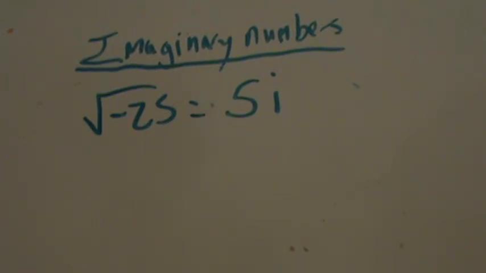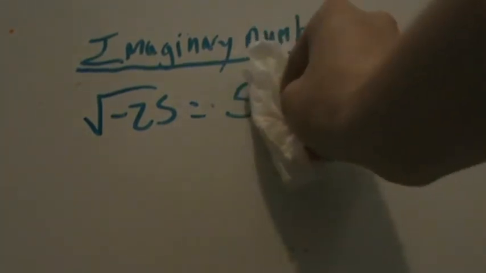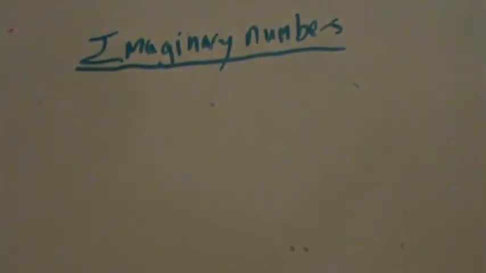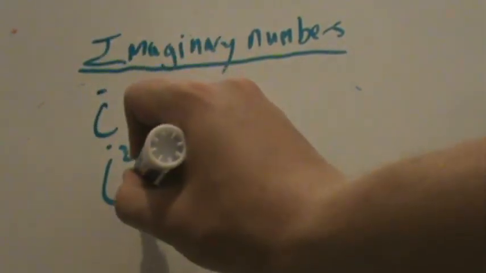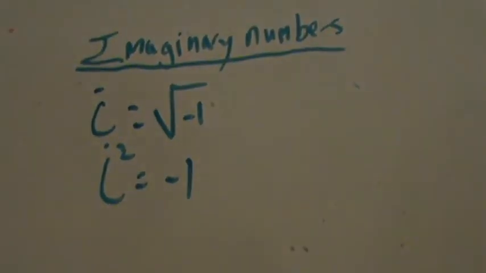So yeah, that's basically imaginary numbers. The idea you have to get, and we'll go into it further in later videos, is that i is equal to the square root of -1, and i squared is equal to -1. Those are the most important identities you have to understand about imaginary numbers.